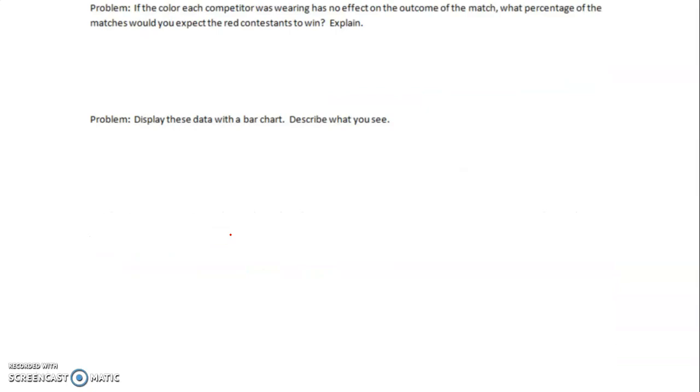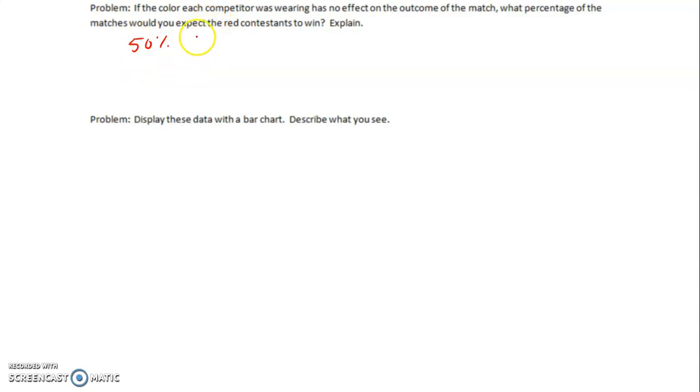And it's asking us if the color each competitor was wearing has no effect on the outcome, what percent of matches would you expect the red contestants to win? So take a second, think about this, and then you can unpause your video and then we'll come back and talk about it. Okay, so if color had zero effect on the outcome of a match, then what percentage chance does red have of winning? Well, ask yourself, what are the two possible outcomes? Remember, red can win or blue can win. So based on those two outcomes, it should be a 50% chance that red would win, right?